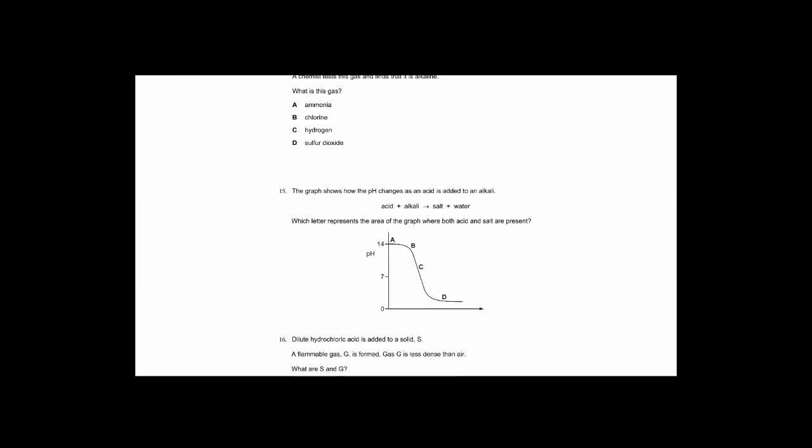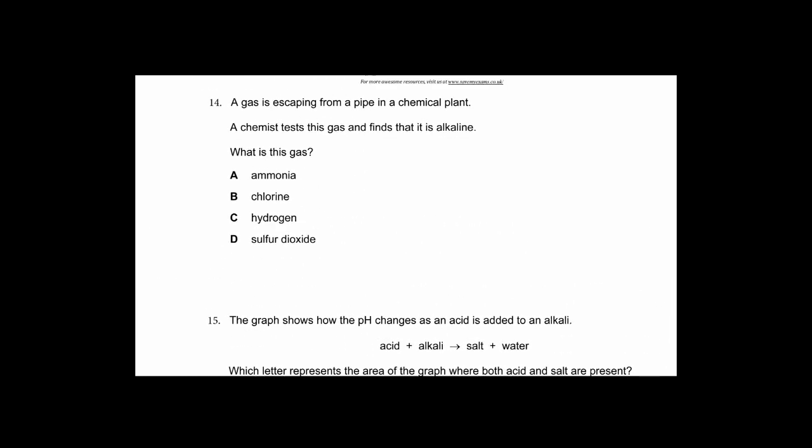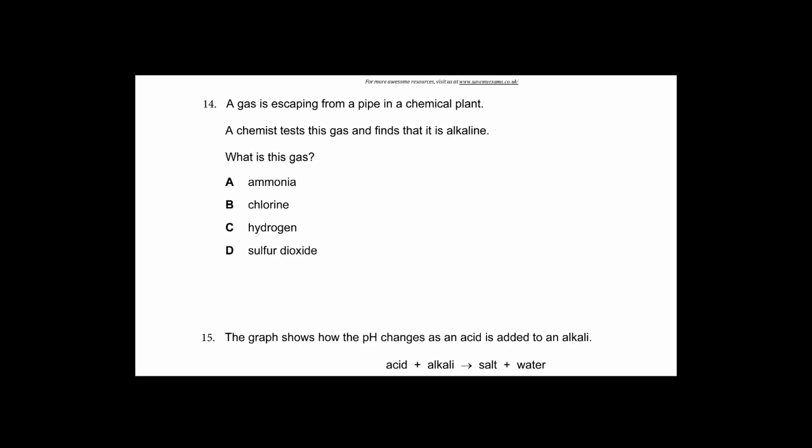Go to a different question. A gas is escaping from a pipe in a chemical plant. A chemist tests this gas and finds that it is alkaline. What is this gas? We are not going to waste time here. We are talking about ammonia.